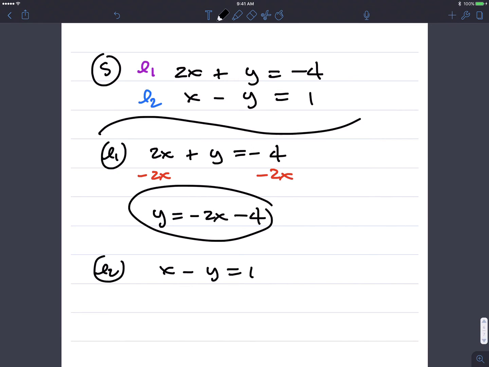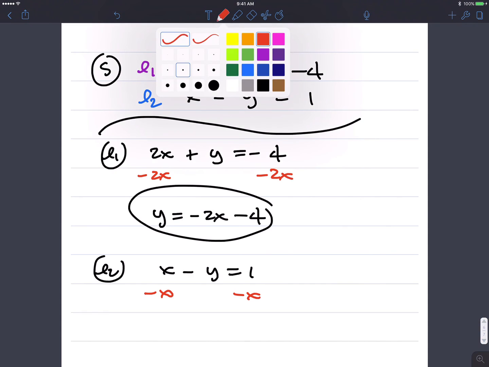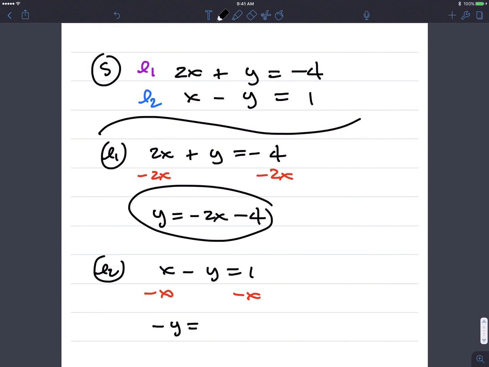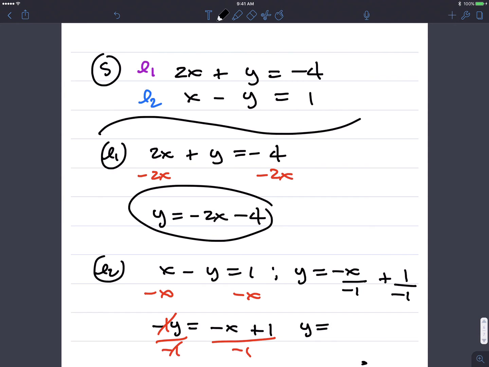X minus y is 1. Subtract x from both sides. You get negative y is negative x plus 1. And, well, you have to divide both sides by -1. The -1 cancels, and you end up with y equals -x divided by -1 plus 1 divided by -1. We'll get y equals x minus 1.